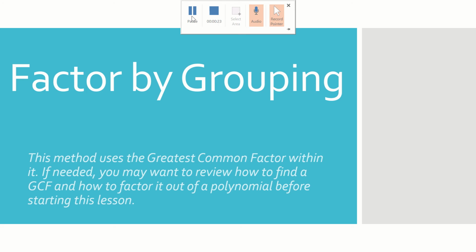So factoring by grouping uses the greatest common factor. So if you had trouble with that or you don't really remember because it's been a little bit, then I suggest that you go back to the videos talking about the greatest common factor, and how to factor it out before you start this lesson.